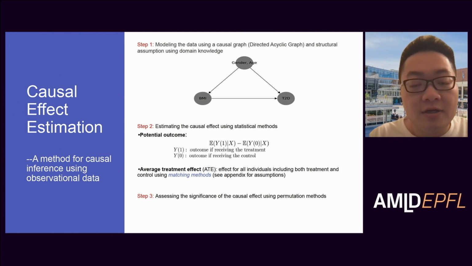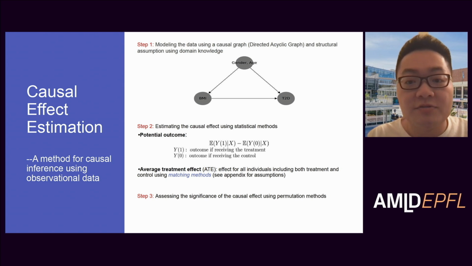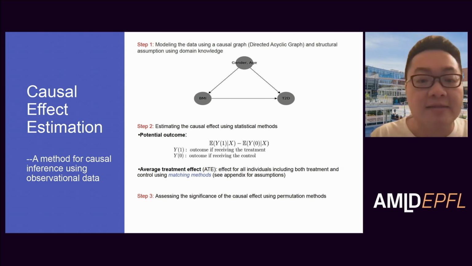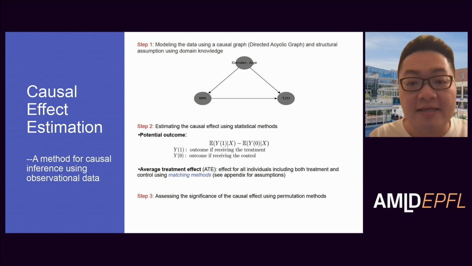And here we want to get this potential outcome estimate for both the individuals in the treatment group and the control group, and take the average. So that means the average treatment effect. And the third step, we have some new method to infer the p-values, whether the potential outcome is significant or not.